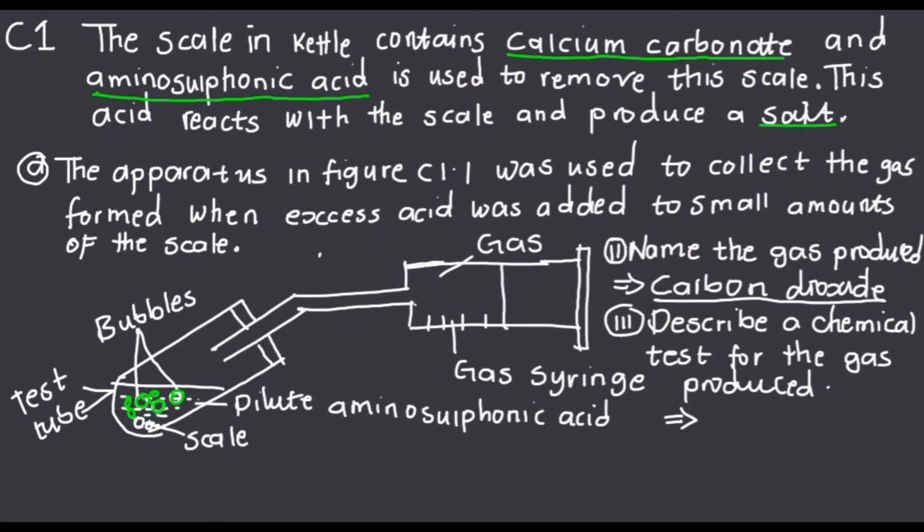Then for Roman number 3, describe a chemical test for the gas produced. This question is the same as describing the chemical test for carbon dioxide. So we say it turns lime water milky.